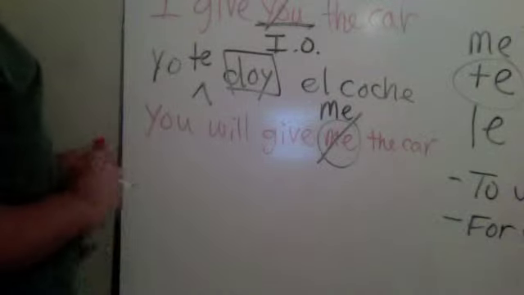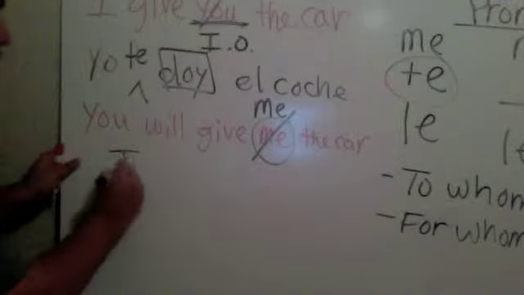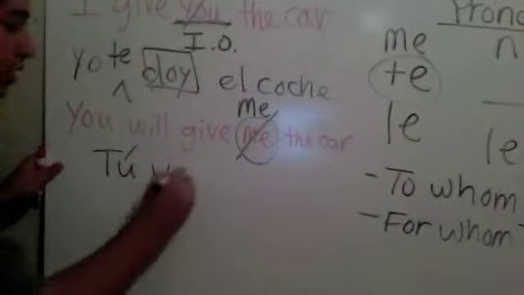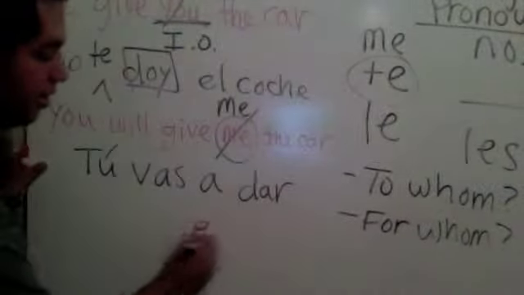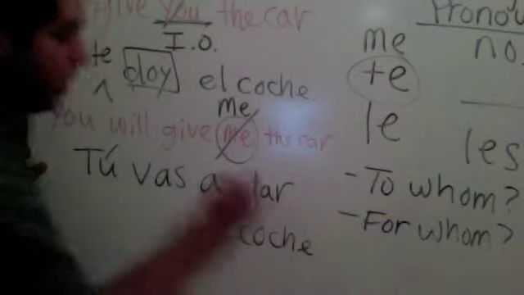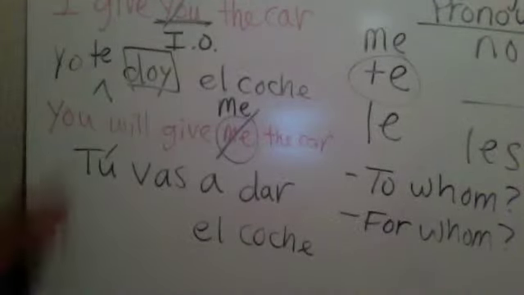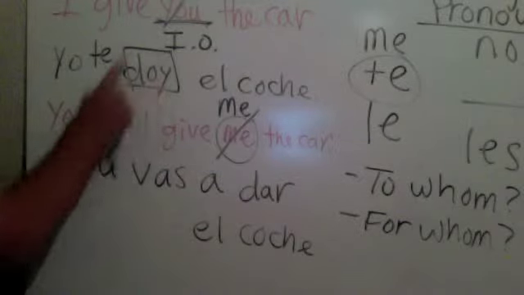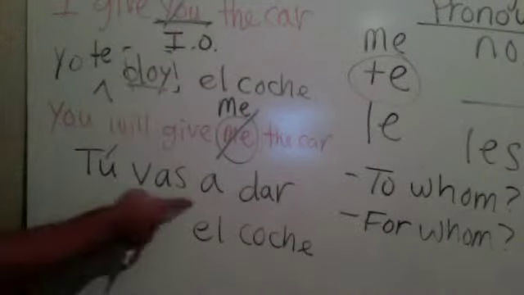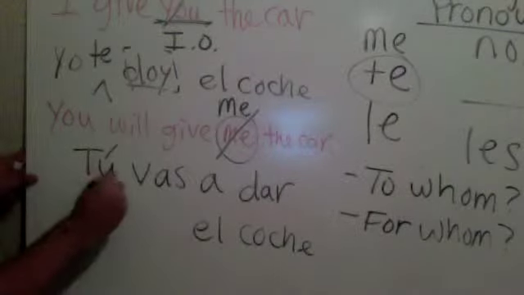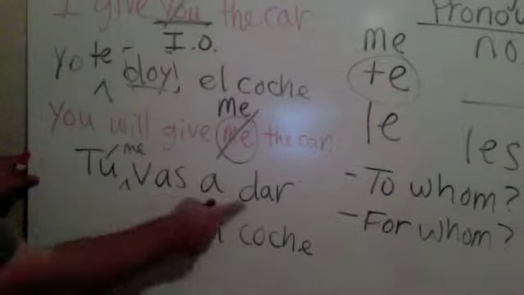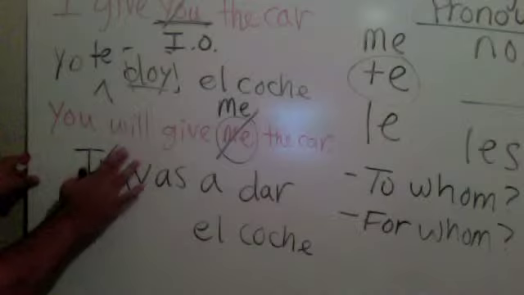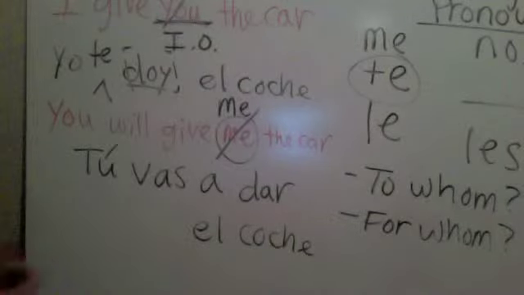Now let's conjugate the sentence in Spanish. You will give me the car. Tú vas a dar el coche. Now we need to have me somewhere in the sentence. We've already established in the previous example that it can go before a conjugated verb. Here's the conjugated verb. So sure, you could say, tú me vas a dar el coche. You will give me the car. Let's not repeat our rules so much. Let's try a different placement.